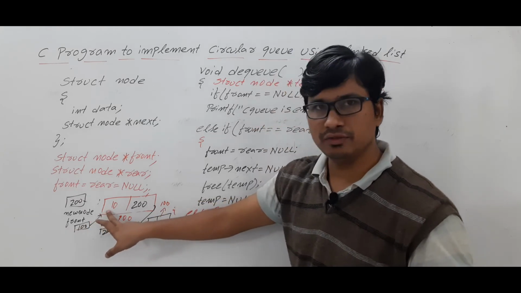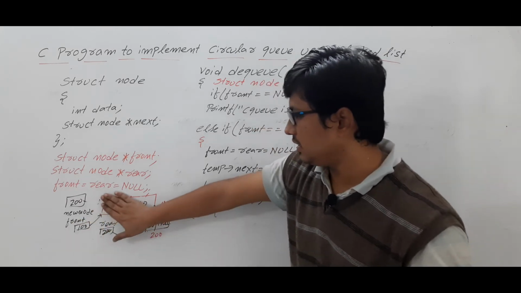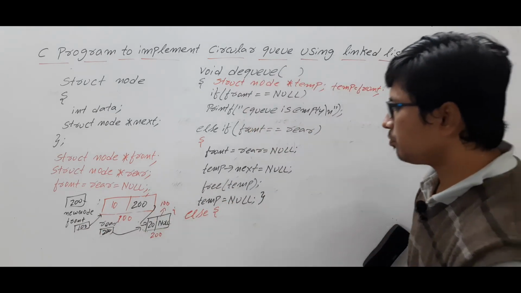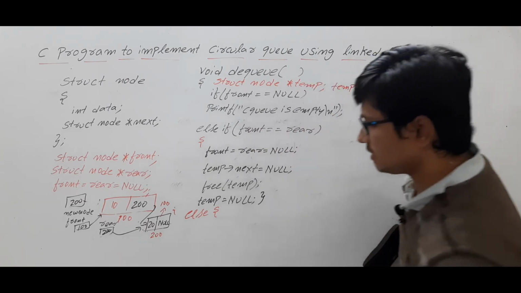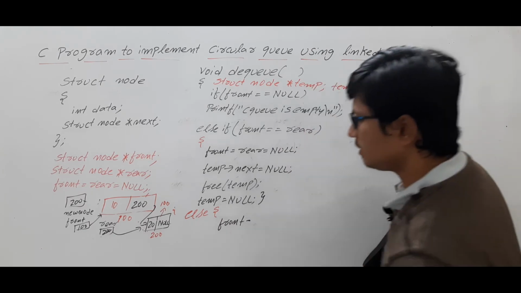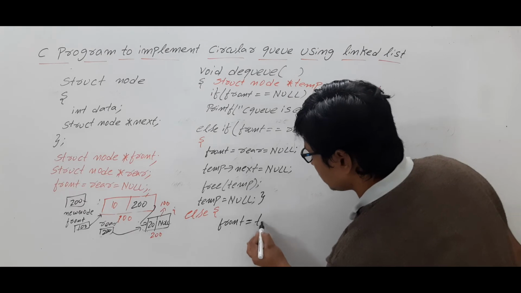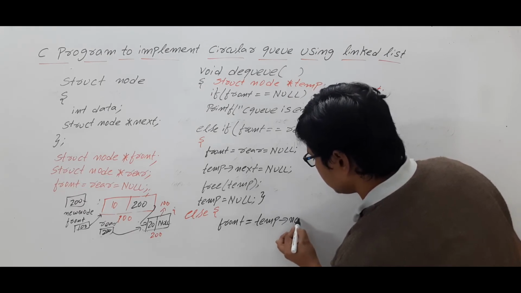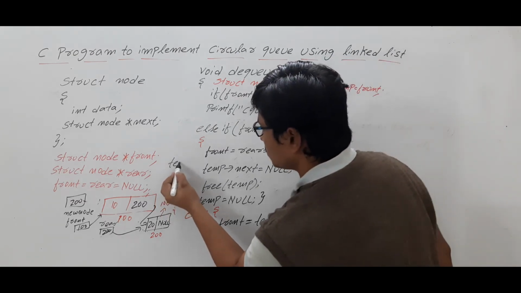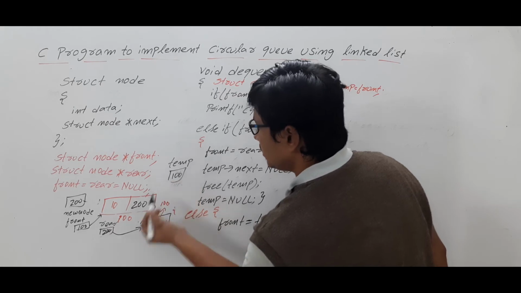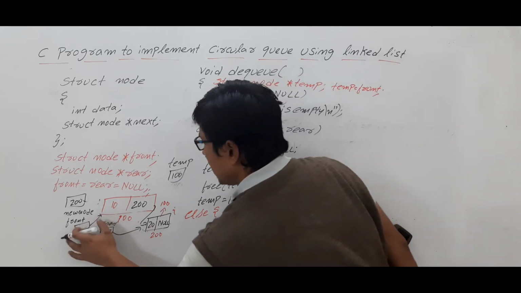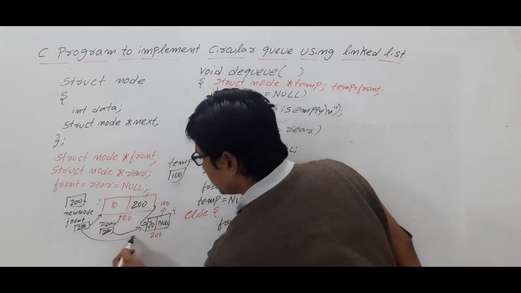Front is pointing to the first node. Now if I delete it, now front should point to the next node. Okay, next node is this one. So step 1 is that I have to write front is equal to temp of next, because temp is also pointing to front. So now temp is also having the 100. So front is equal to temp of next, which is 200. Now front is having the address 200, so which is pointing to this node.